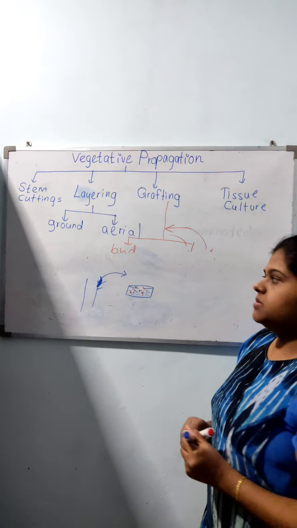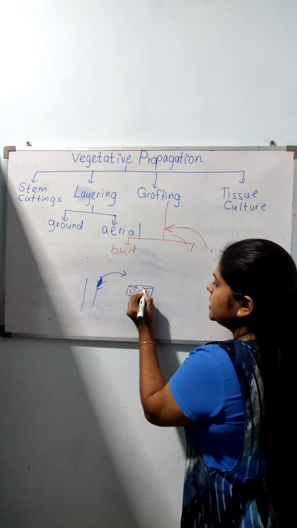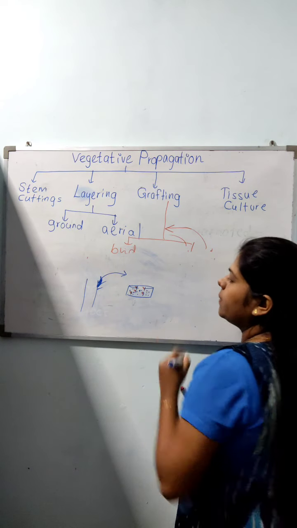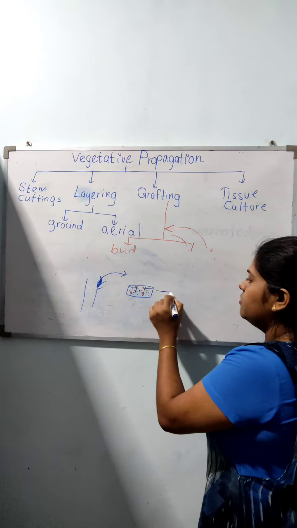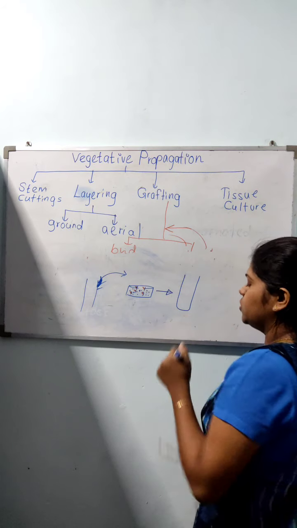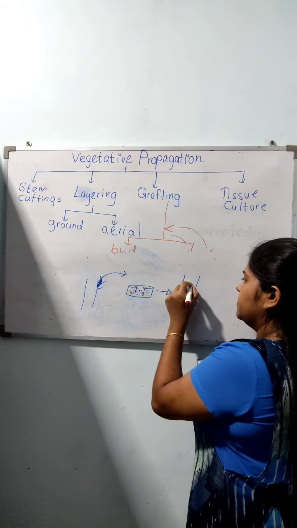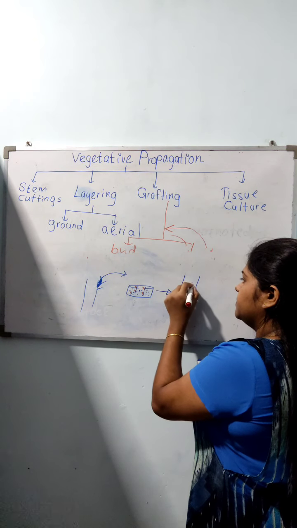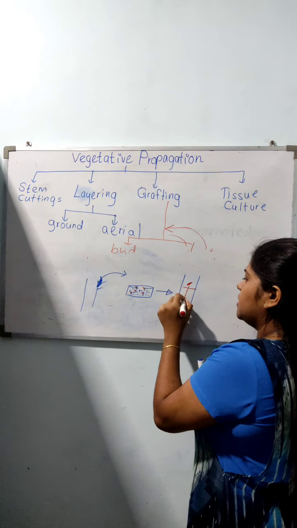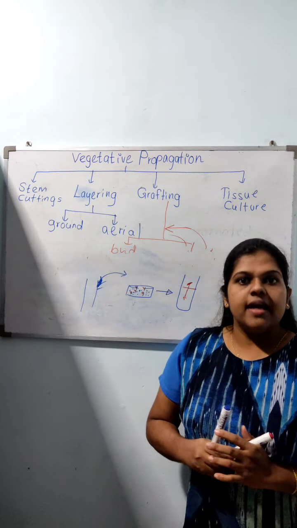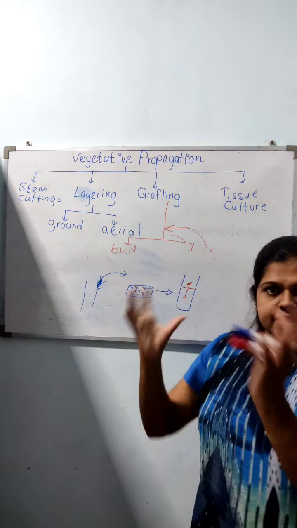Then after some time you can see the roots and the shoot system. The root and shoot system is now appearing from this. Then we separate these plants into test tubes. The plant is put into a test tube. These plants are separately put into different test tubes. Then we let them grow inside the laboratory.